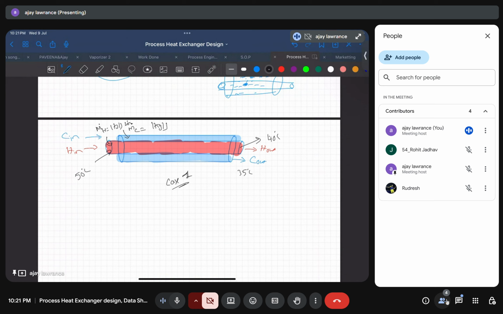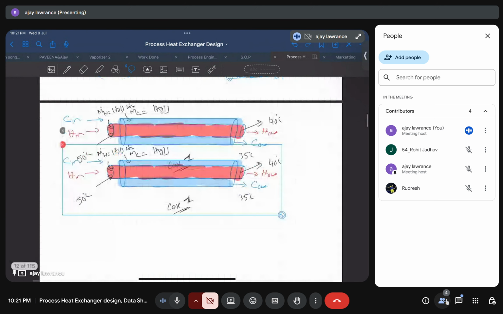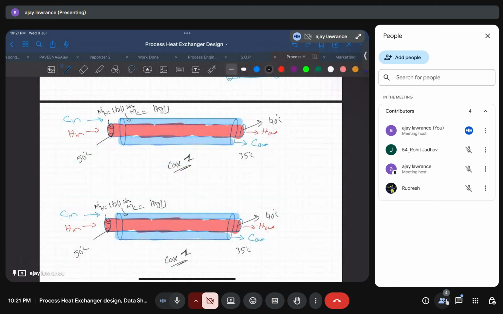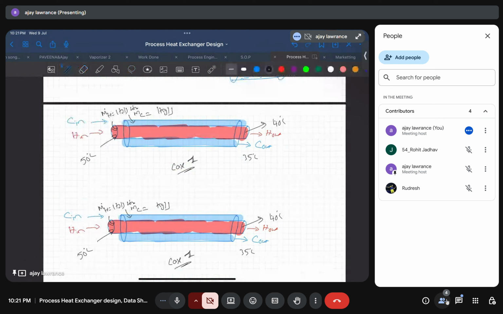Now with the same setup, with the same heat transfer area, I am making only one change. I am increasing the cold fluid from 1 kilogram per second to 2 kilogram per second. Now what will happen? That is my question. This is case 1, and this is case 2. In case 1, every second 1 kilogram of cold fluid flows through here. Now I have increased the mass flow rate of cold fluid, so every 1 second 2 kilograms is traveling here.